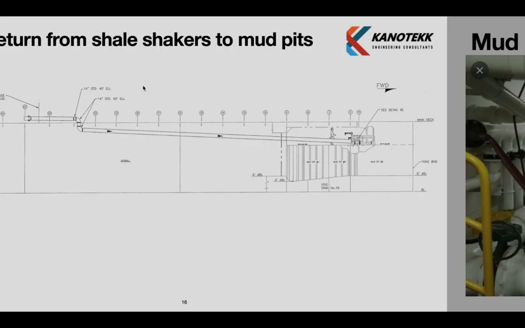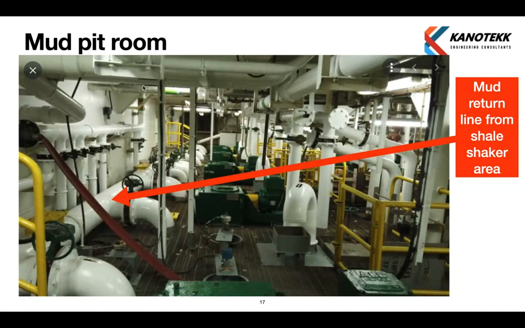In this image, what we are seeing is a mud pit room. Inside the mud pit, we can see the mud return line from the shale shaker area, which is marked. The branches are given to each pit. Also, just an overview of the mud pit room: a lot of piping, we can see a huge quantity of piping inside the mud pit. For processing mud, we need to supply different systems like freshwater and seawater. All these headers have to be inside the mud pit, with separate supply to each pit. That is the overall layout of the mud pit room.